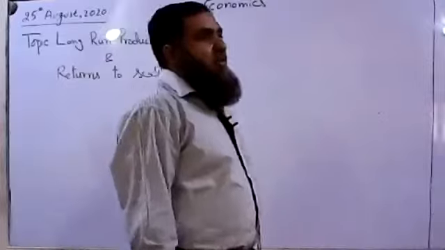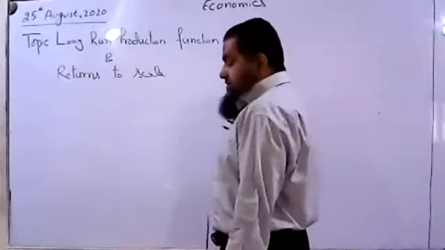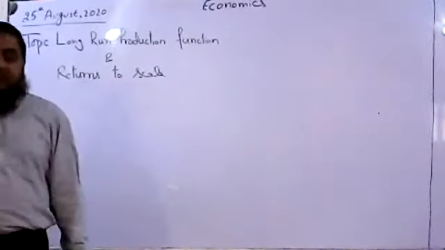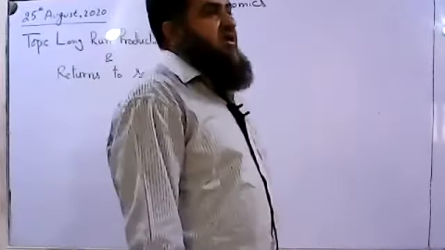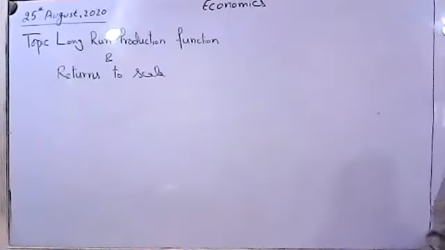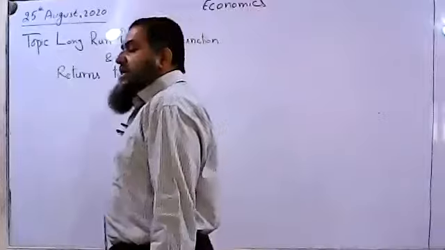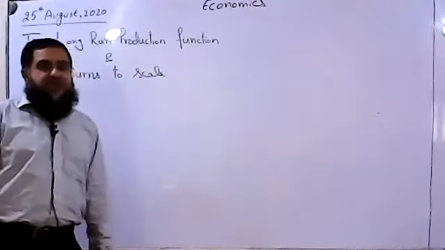So right now we are moving towards long run production function and returns to scale. Keep it in mind, during the short run we said at least one factor of production is kept constant and one variable factor was changing in order to see the changes in the total output produced or total physical product. How will it change due to the changes in the variable factor of production?